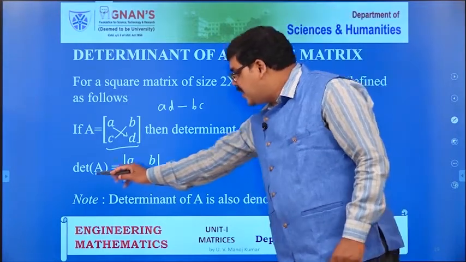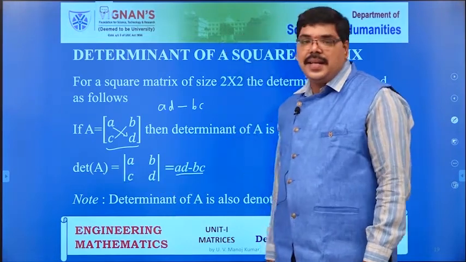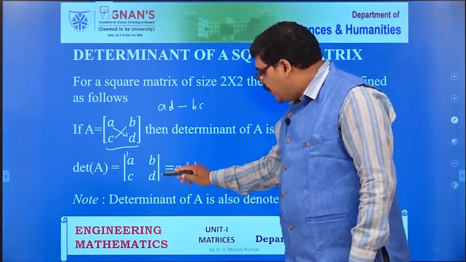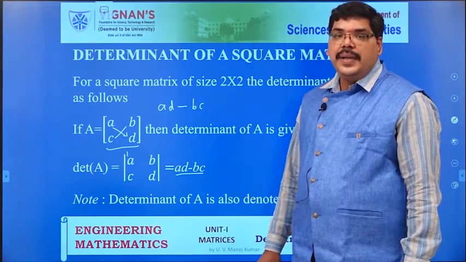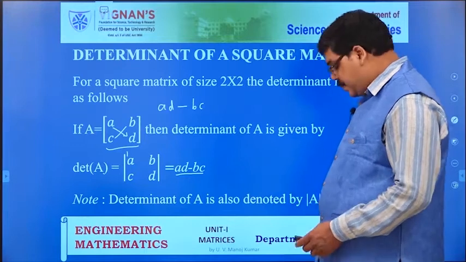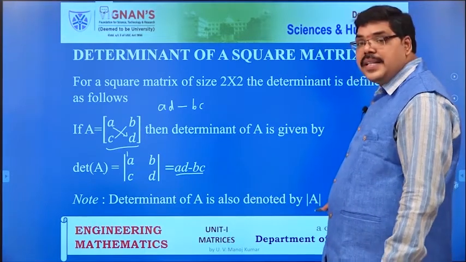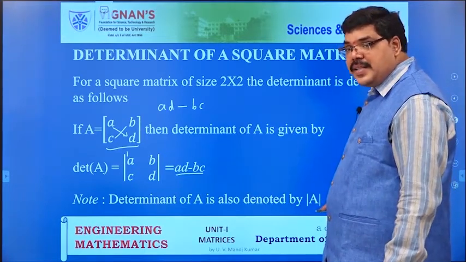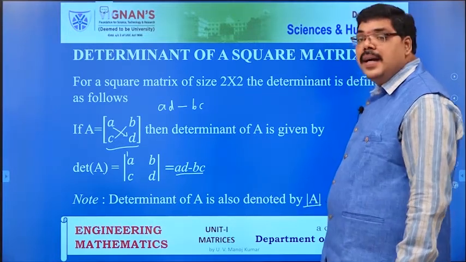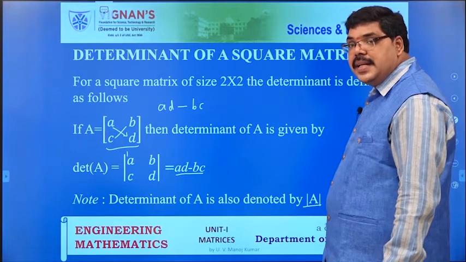The determinant is denoted by det followed by the name of the matrix in brackets, or we can simply denote the determinant of a matrix by vertical lines. So here it is written that the determinant of a matrix is det A. This symbol is to be read as det A.